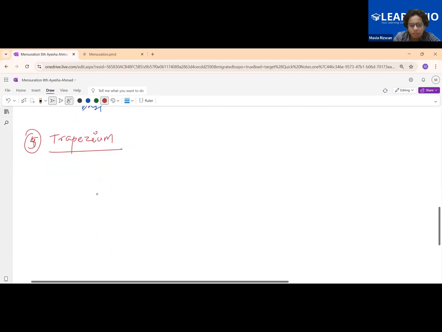So what's a fifth shape? Trapezium. Now in trapezium there are two. One is a trapezium like this. I'll take a normal trapezium for now, not even an isosceles, but this. Now, Aisha, in this we have two sides. This is A, this is B. What are A and B?